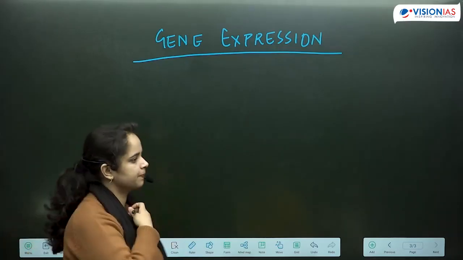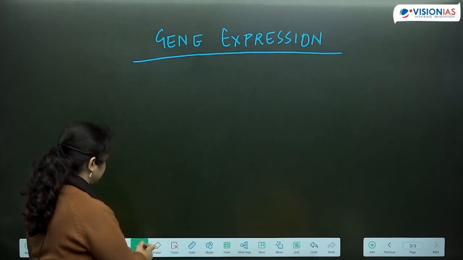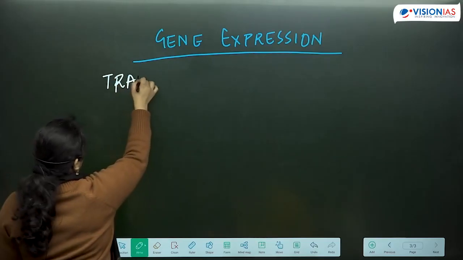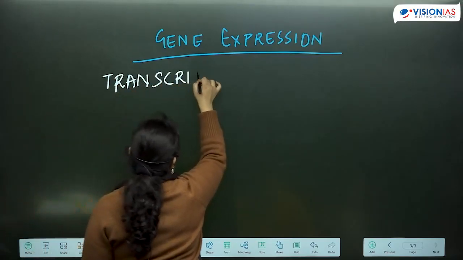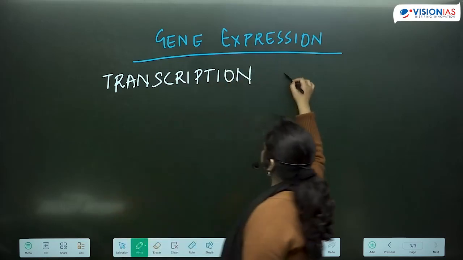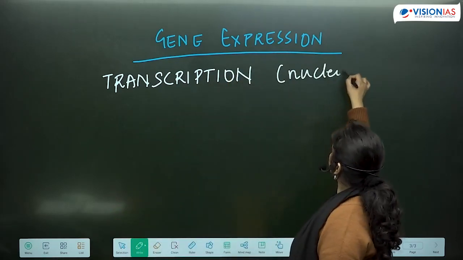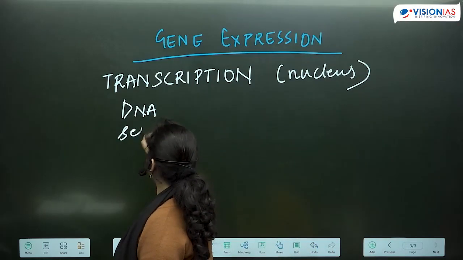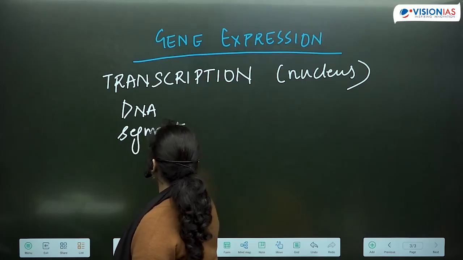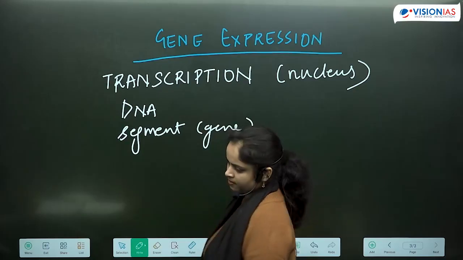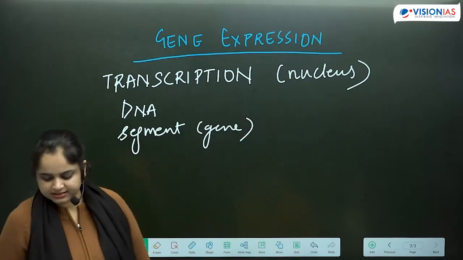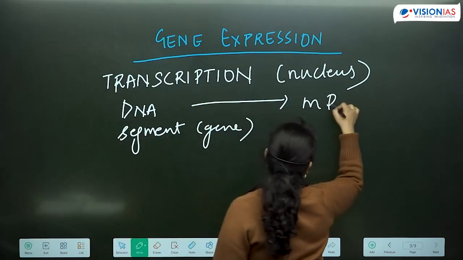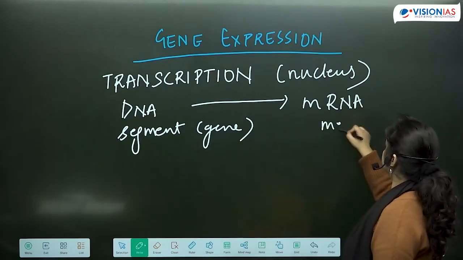Segments of DNA tell individual cells how to produce specific proteins. These segments are called genes.